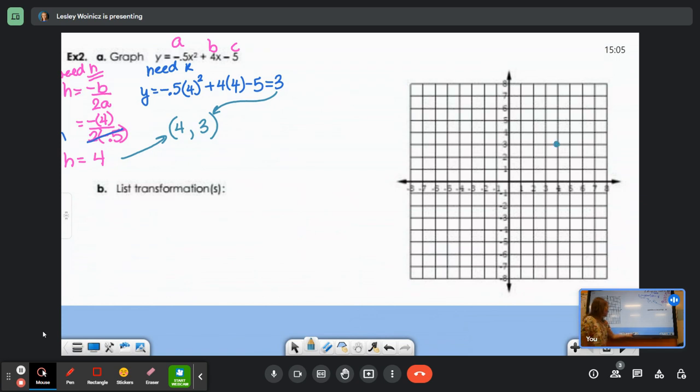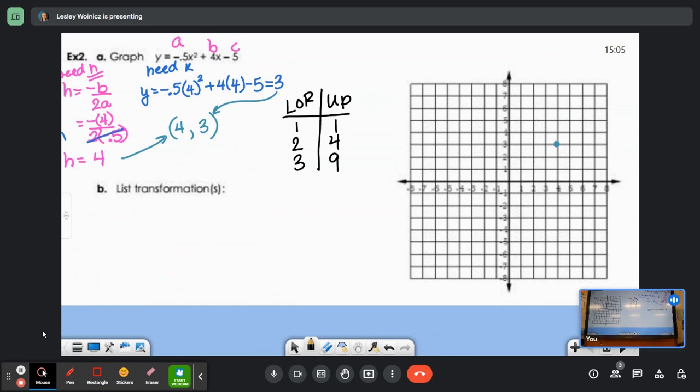Now, let's use our pattern. Our pattern says that if we go left or right 1, we can go up 1 because 1 squared is 1. If we go right or left 2, we can go up 4 because if I square 2 or -2, I get 4. 3 and -3 give me 9 when I square them.